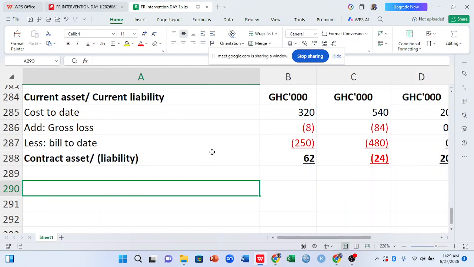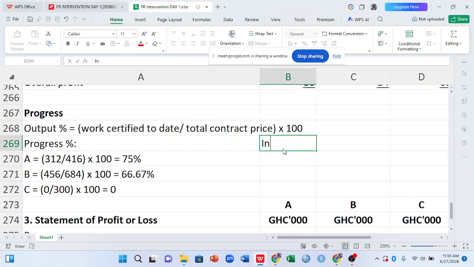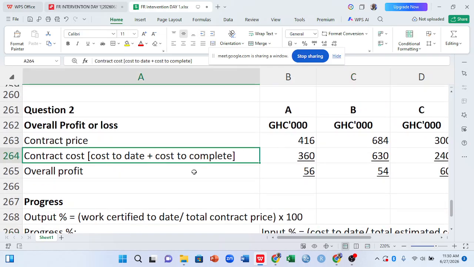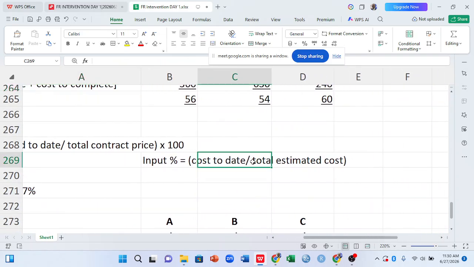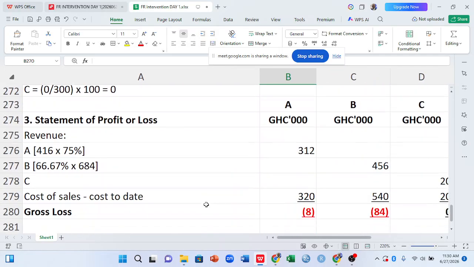So the formula for the input, right? To get the formula using the input approach, input uses cost. So the input percentage here will be your cost to date divided by your total estimated cost. And you know the total estimated cost, right? I spoke about that when we did step one. That contract cost, that's your cost to date, plus cost to complete. That gives you your total estimated cost. Then you multiply it by 100. So that's how you go about it for the input approach. Thank you. You're welcome.